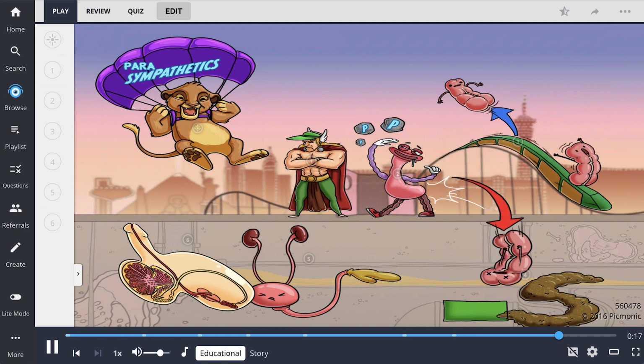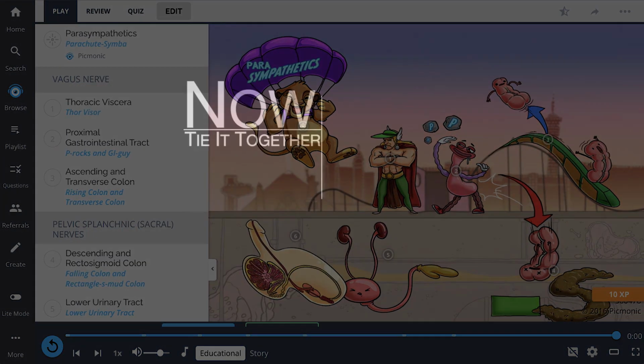The pelvic splanchnic nerves provide parasympathetic innervation to the descending and rectosigmoid colon, causing motility and relaxation of sphincters, the lower urinary tract, causing contraction of the detrusor, relaxation of the sphincter, and bladder emptying, and lastly, the reproductive organs, causing erection in penile tissue.